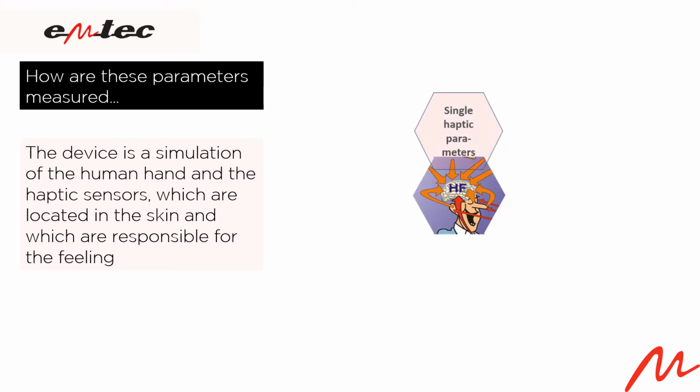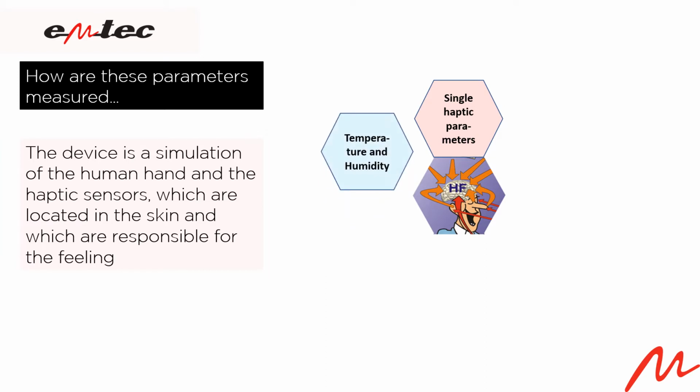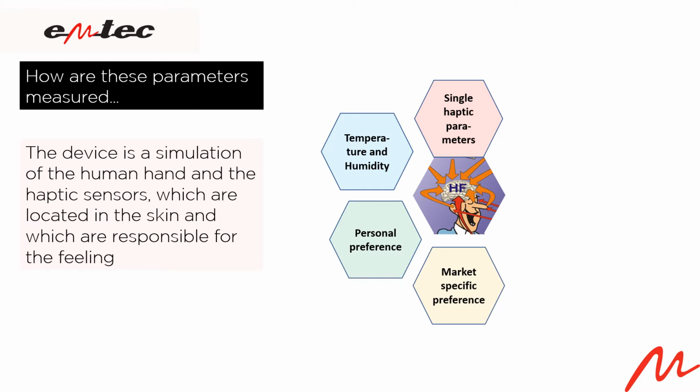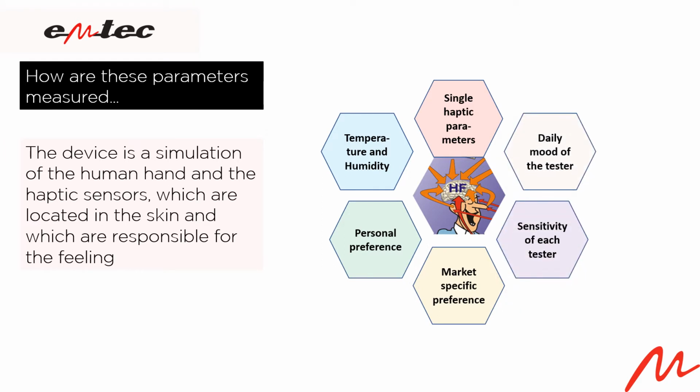But not only the single haptic parameters have an influence to the human feeling, also the temperature and humidity, personal preferences, market-specific preferences, sensitivity of each tester, and the daily mood of the tester.